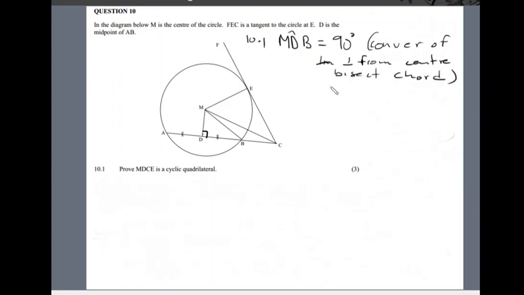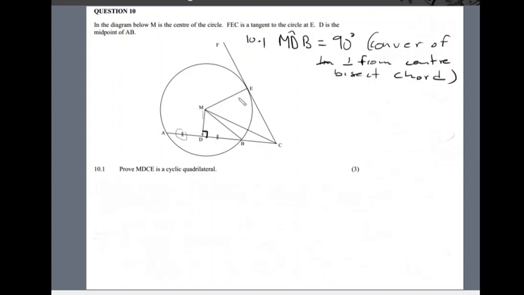Okay, so this is 90 degrees because it's the converse of that theorem. It says a line drawn from the center perpendicular to the chord bisects the chord. We are already told that this line bisects the chord. Therefore, we know that angle is 90 degrees.